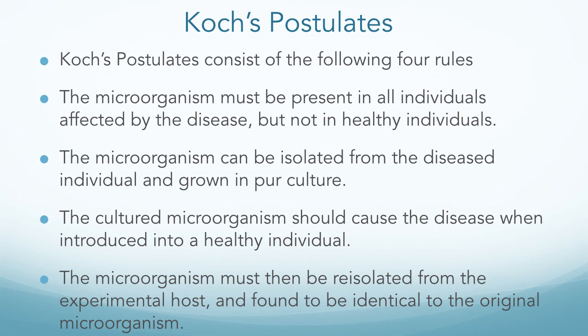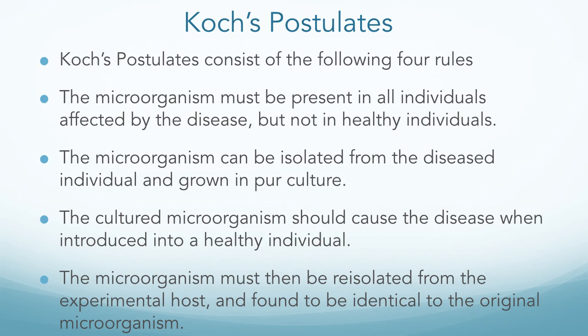Koch's postulates consist of 4 rules. The first important rule is that the microorganism must be present in all the individuals that are affected by the disease, but the organism should not be present at any time in the healthy individuals. So the first rule states that the organism should be present only in the diseased animals and not in the healthy animals.